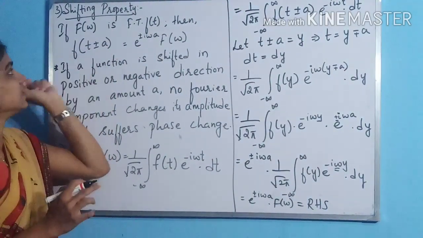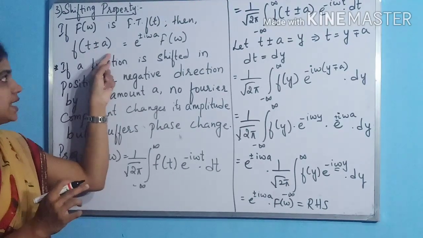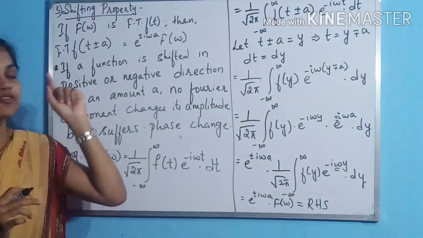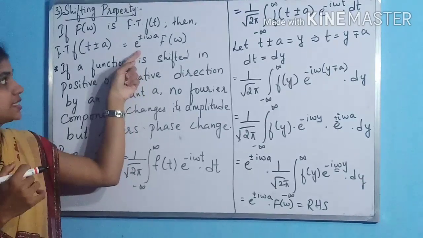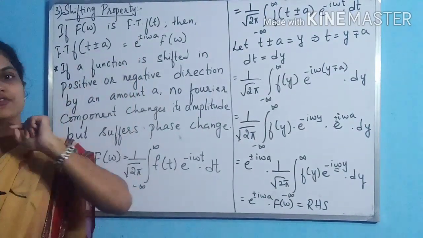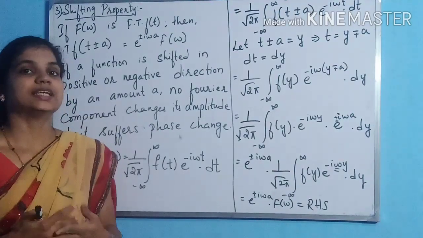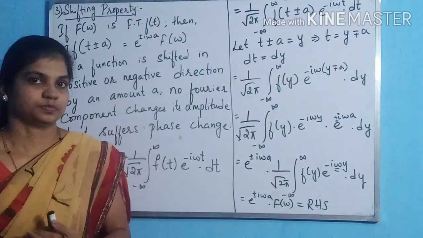We proved that the Fourier transform of f(t) plus or minus a is equal to e raised to plus or minus i omega a into F(omega). So the next property, the fourth property, is the modulation property. So we will prove that now.